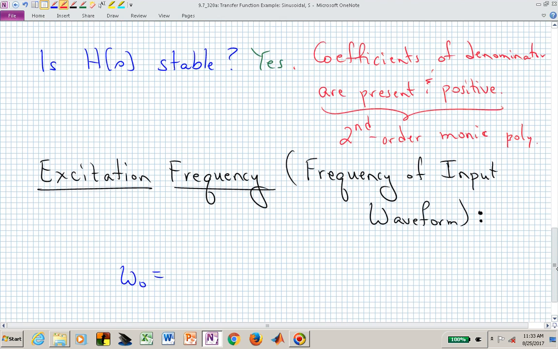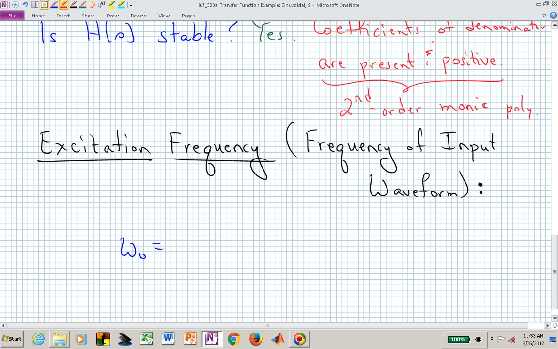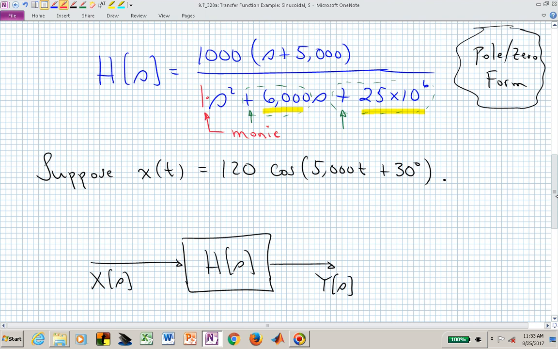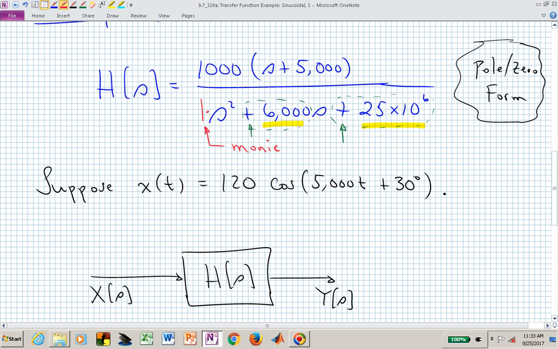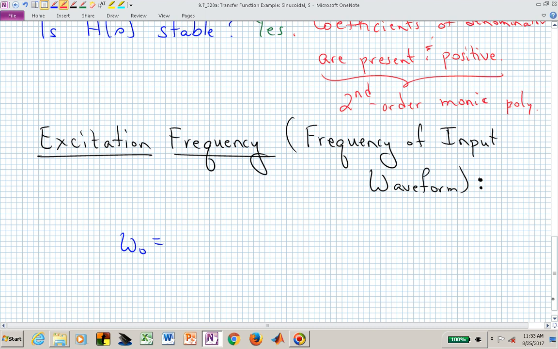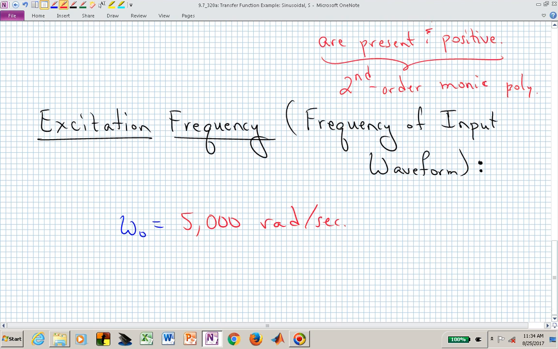What's the excitation frequency? How are we shaking the system? The frequency of the input waveform is now the key frequency, and in this particular case, that's 5,000. Omega naught is 5,000 radians per second. That's our important frequency, and once we have that, now we can continue.